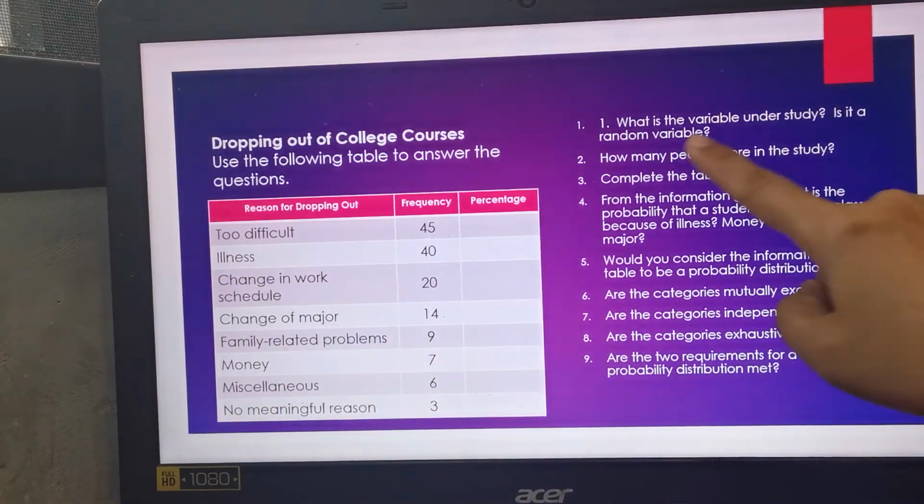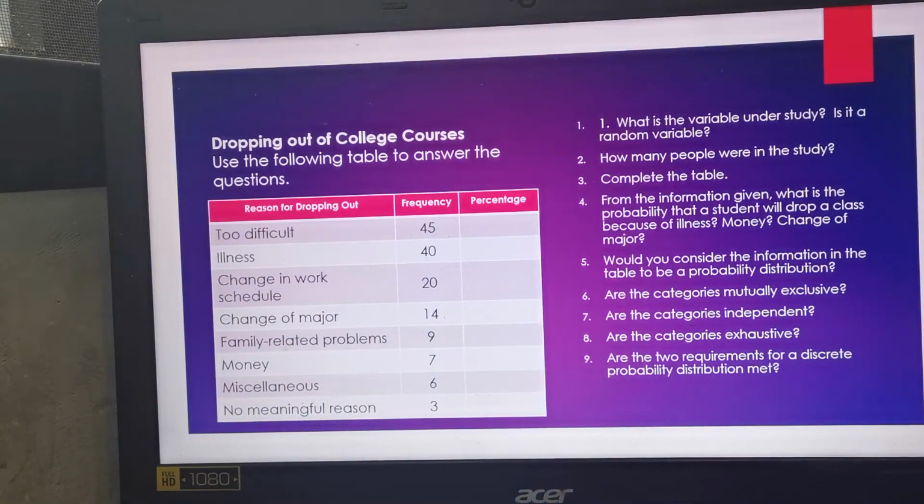Okay, is it a random variable? Random ba siya? Yes, it is a random variable in the sense that it is by chance. Hindi mo ina-expect yung isang tatanungin mo kung ano yung rason niya kung bakit siya nag-drop out, di ba? Or hindi mo pinipilit yung rason na nasasabihin niya. Okay? So it is random.